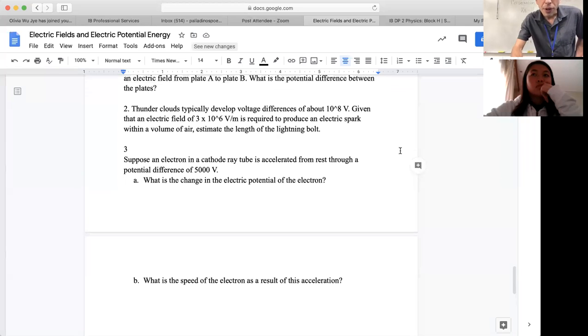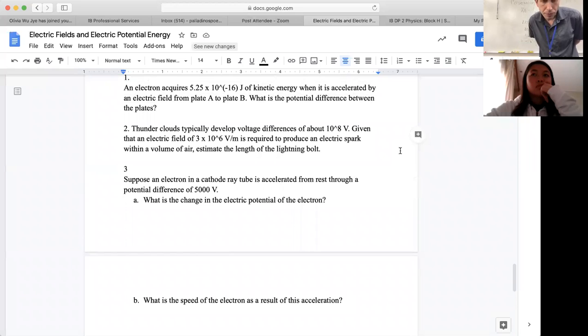Then there was one, did anyone look at number 2? Okay, number 2 said, sorry, does anyone still need that? Can I read? Number 2 said a thundercloud typically develops voltage differences of about 10 to the 8th volts. Given that an electric field of 3 times 10 to the 6 volts per meter is required to produce an electric spark within a volume of air, estimate the length of the lightning bolt.